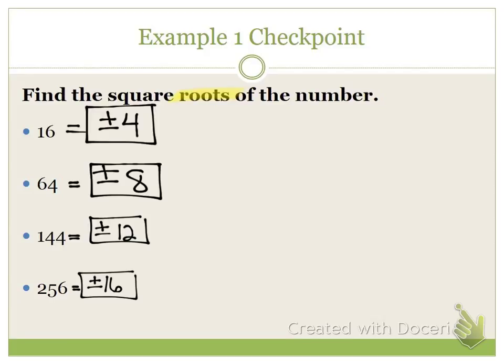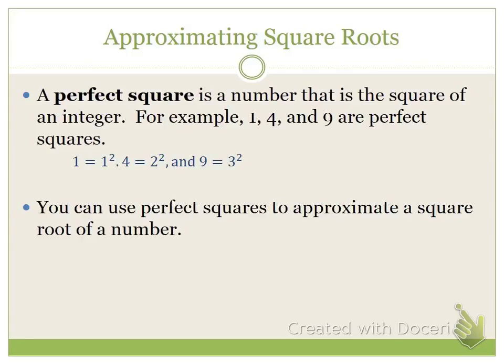All right, for example 1. Now in example 2, we need to talk about approximating square roots. But before we do that, let's talk for a minute about the perfect square. The perfect square is a number that is the square of an integer. For example, what is 1 squared? 1. What's 2 squared? 4. So it's the product, it's the answer of some number squared. Okay? So since 2 squared is 4, that means 4 is a perfect square.